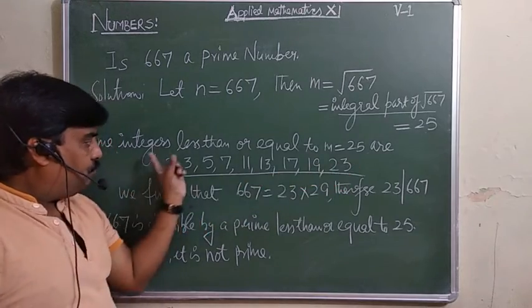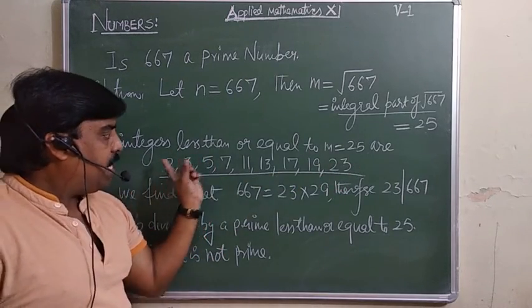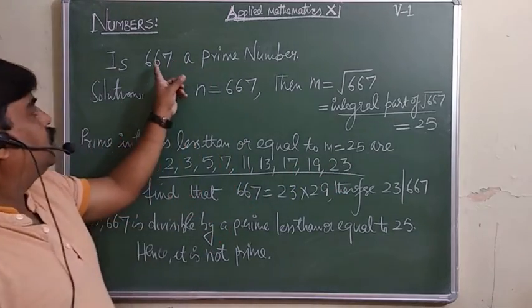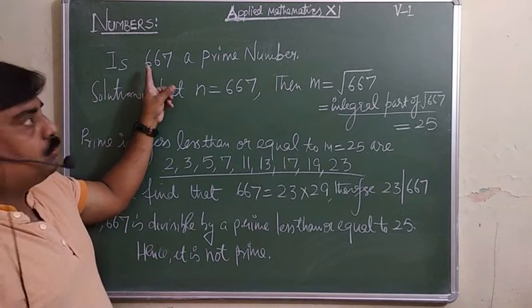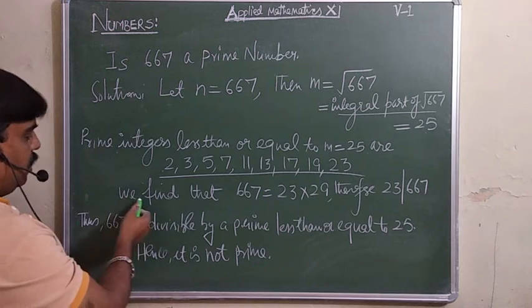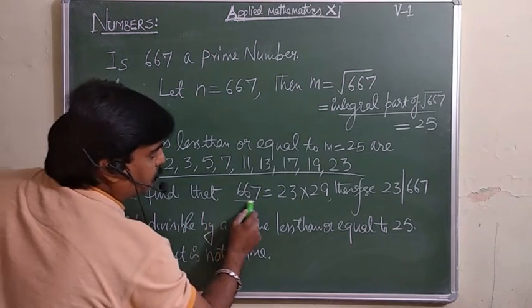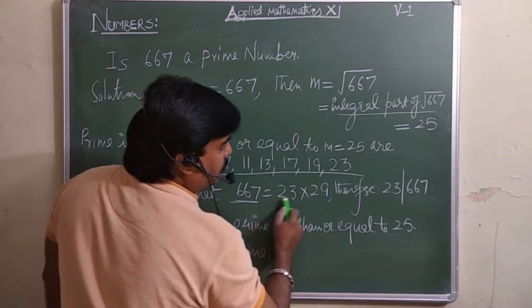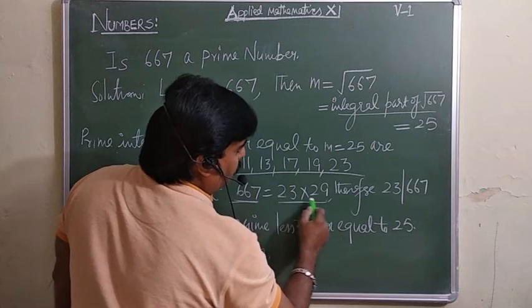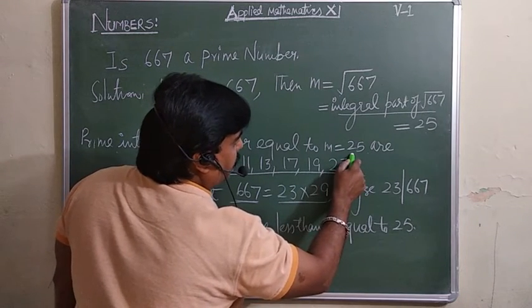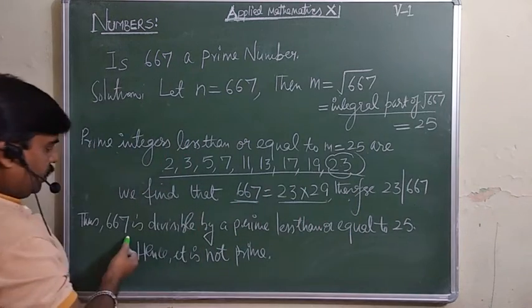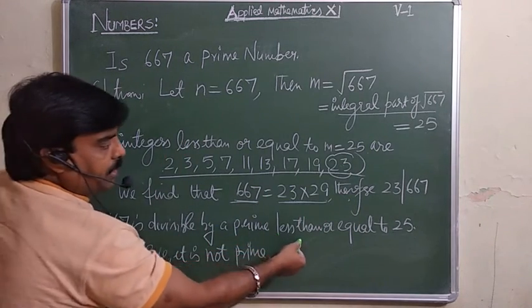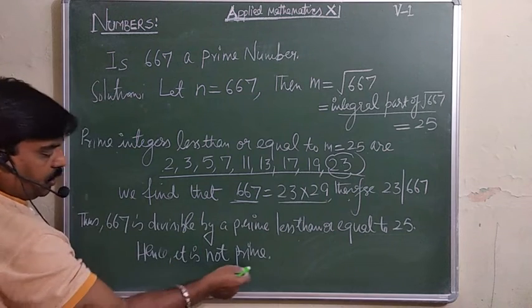Now if this number is divisible by any one of these prime numbers, then this number is not a prime. We find that the factorization of 667 is 23 into 29. So it is divisible by 23. It is divisible by this number. So you can say this is divisible by a prime number less than or equal to 25. So you can say this is not a prime.